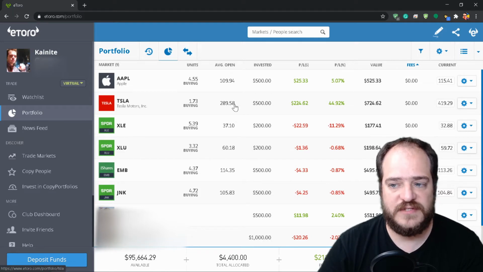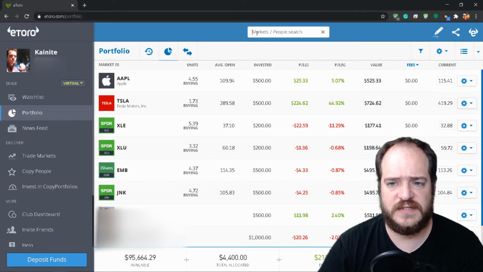The only difference between the real account and the virtual account is the fees. So if I have stocks with dividends or ETFs with dividends, these will not be paid on my virtual account, only on my real account. So in this case, those ETFs won't be paid, and the stock won't be paid as well in the case of Apple. Tesla doesn't pay dividends.